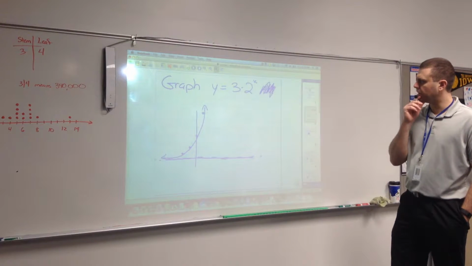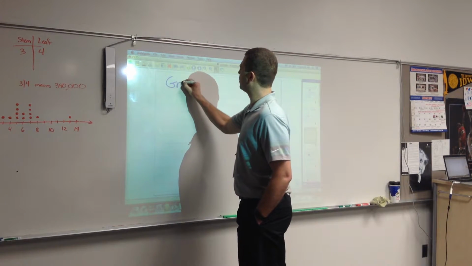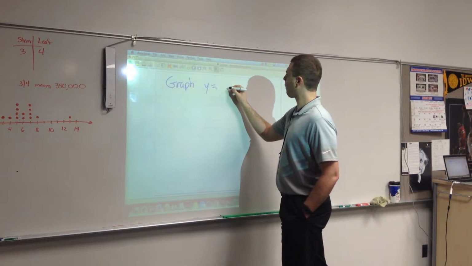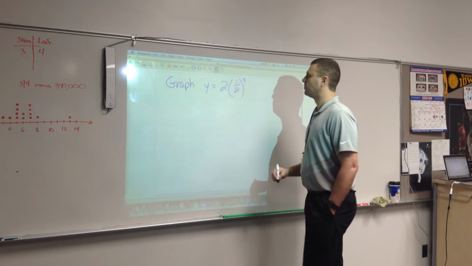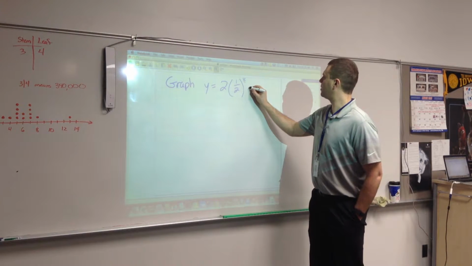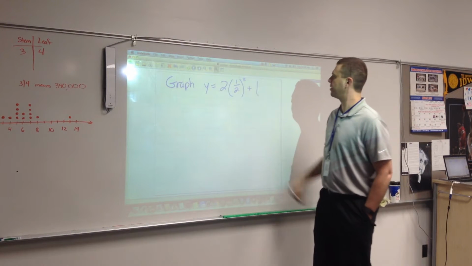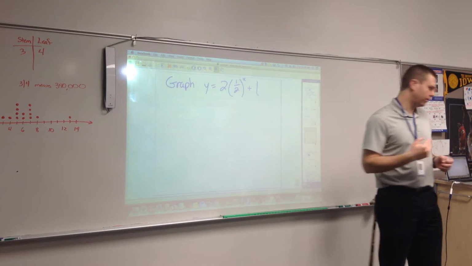Let's see, what else do I want to do with this? I think I'll just do one more quick little practice. Why don't you guys graph this? And I'll even put in this for you. Y equals 2 times 1/2 raised to the x power plus 1.